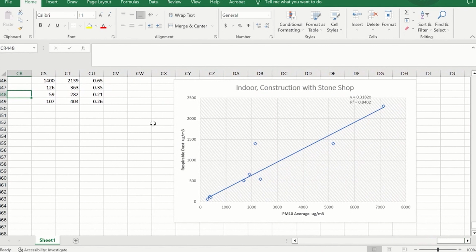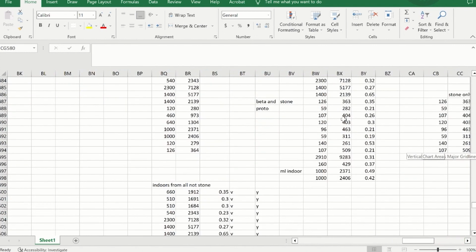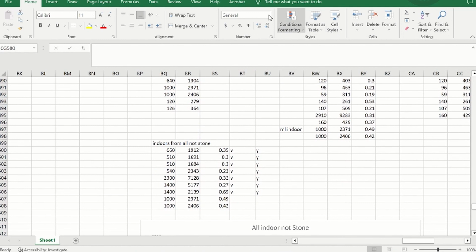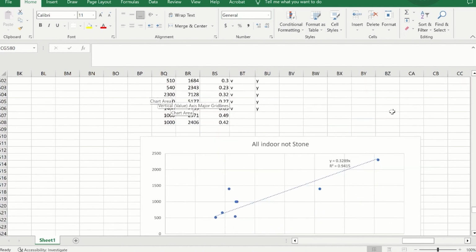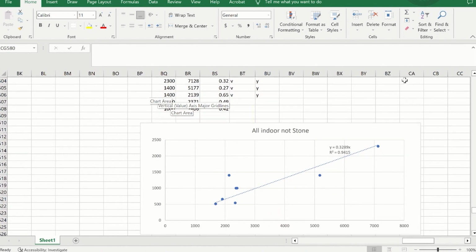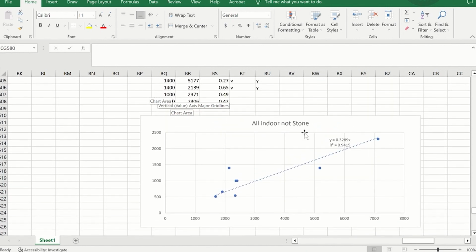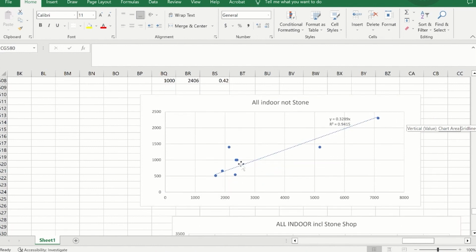All right. One of the nice things about making these videos is I can clean up and get organized. I left the construction stuff behind, and then I left the transit stuff behind, and now I'm just working on the stone shop. But I quickly made these graphs to put it all together. This is all indoor side by sides, not in the stone shop, so this is construction at the transit and regular construction. And our correction factor was basically 0.33.